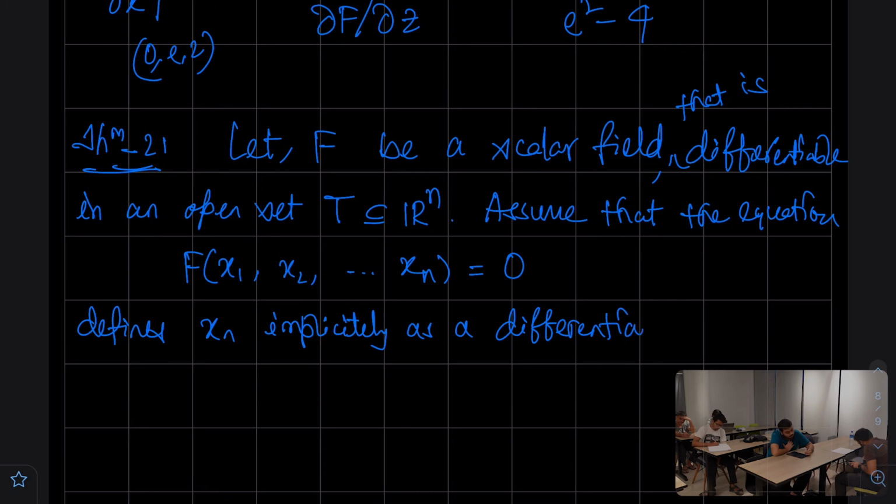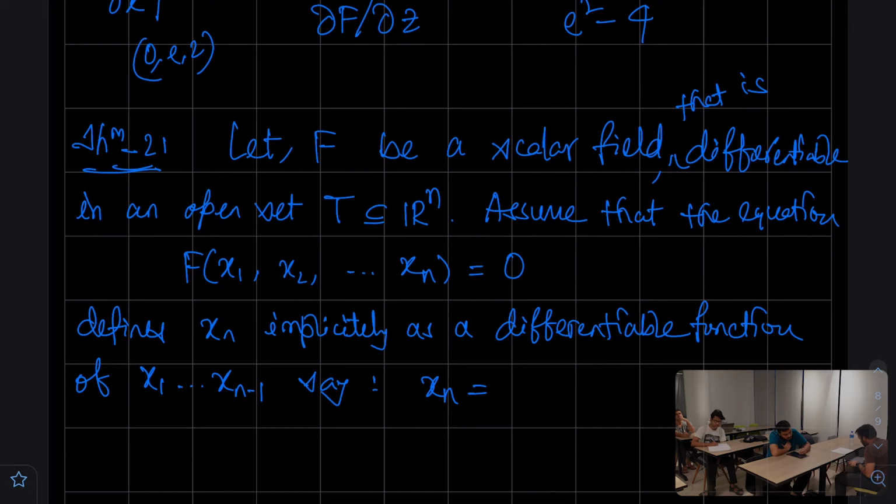It defines xn implicitly as a differentiable function of how many variables? One less variable, no? Say xn to be, I think it's a small f.